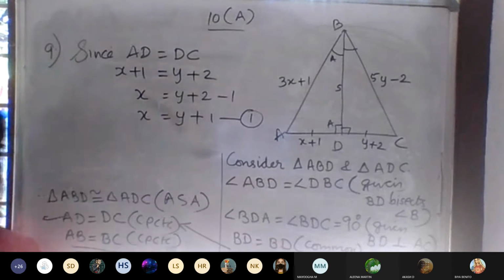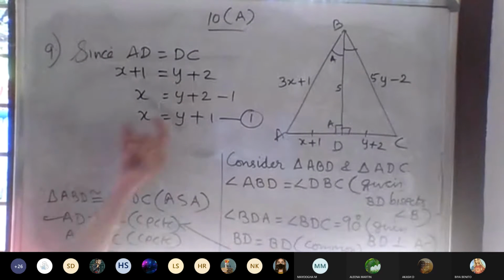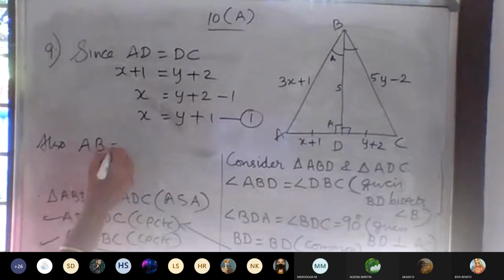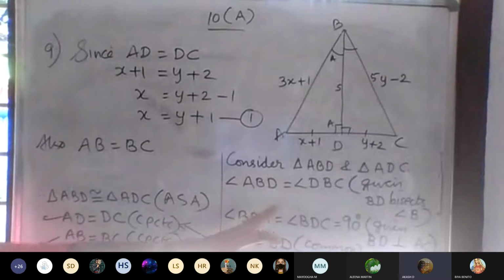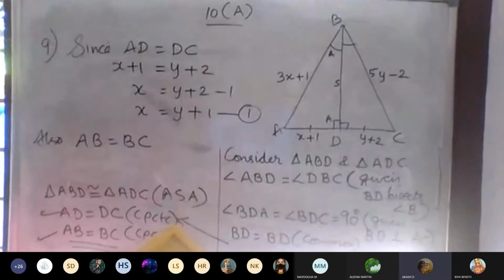Understood? If you are getting confusion, then after solving this congruency, AD is equal to DC. Since AD is equal to DC, then also what? Take the next one. AB is equal to BC. Up to this, congruency part completed. Can I rub this? 3x plus 1, can I rub this? Is anyone still writing?